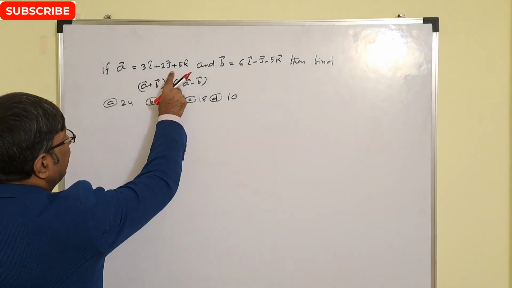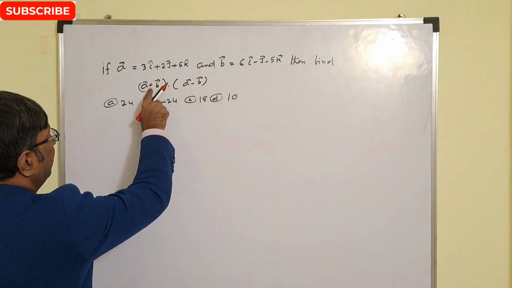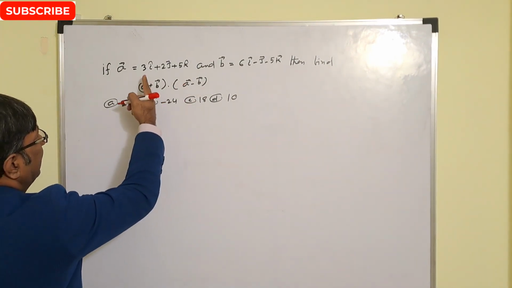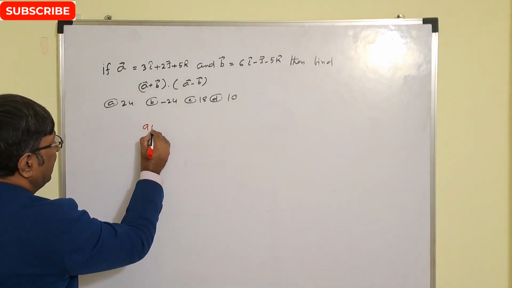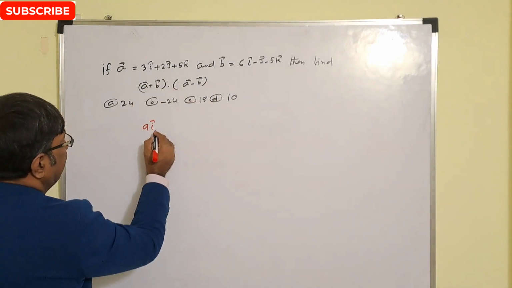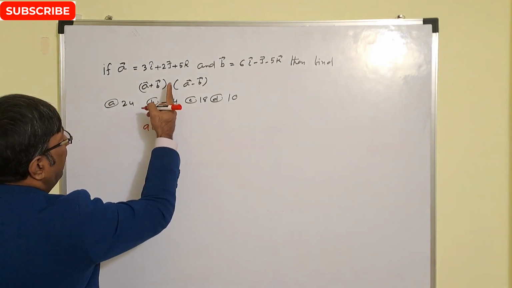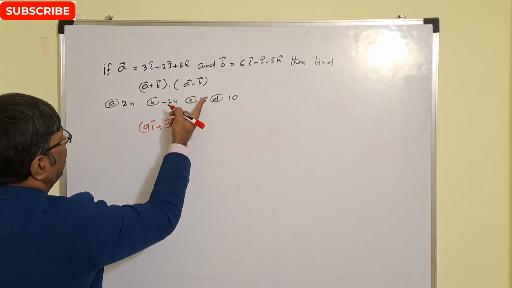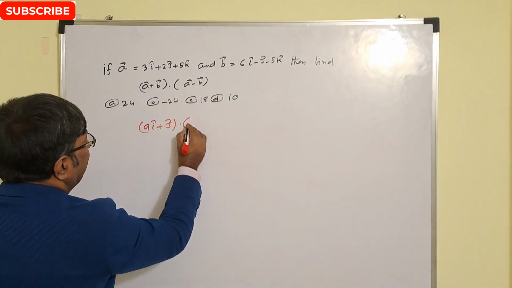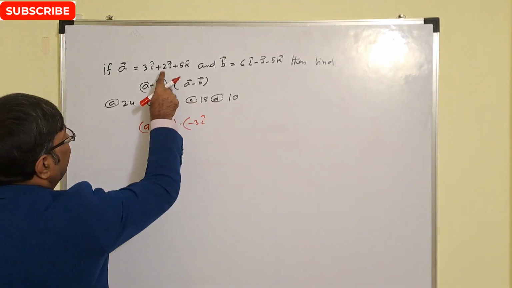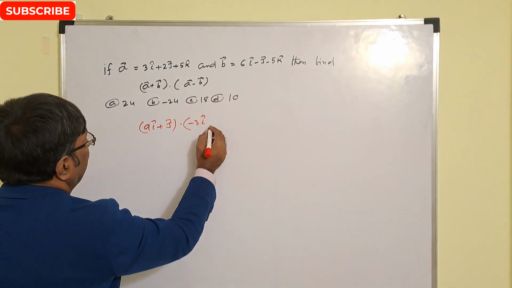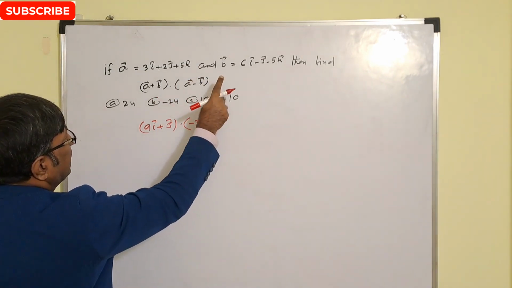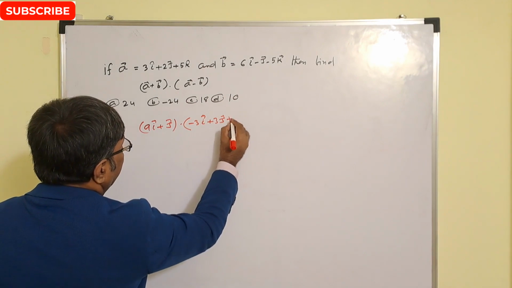See the question. A vector given, B vector given, then find (A vector plus B vector) dot (A vector minus B vector). So first to find A vector plus B vector, 3i plus 6i is 9i. 2j minus j, that is plus j. In the same way 5k minus 5k, that is 0. So this is A plus B vector dot A minus B. 3i minus 6i, that is minus 3i. In the same way 2j and minus minus plus, so 2j plus j, that is 3j. In the same way plus 5k and minus minus plus, so plus 5k plus 5k, that is 10k.